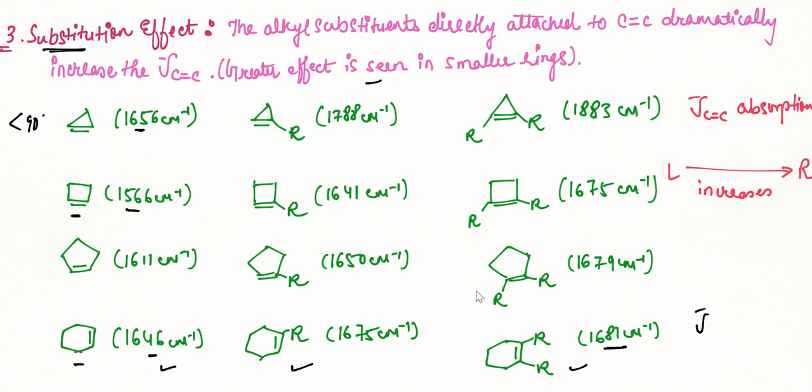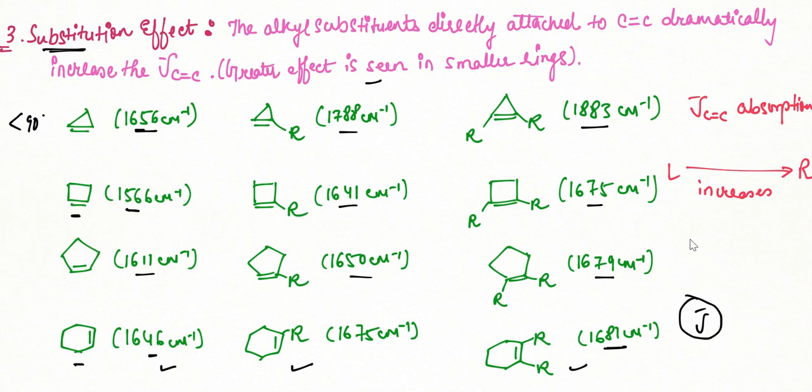So in all these cases we can see 1611, 1650, 1679 for the 5-membered pentene system. For the 4-membered cyclobutene system, again 1566, 1641, 1675. And again for the cyclopropene system we can see 1656, 1788 and 1883 centimeter inverse. So guys, as we are increasing the substituent on the alkene carbon, definitely the value of the frequency is increasing as the force constant also increases.